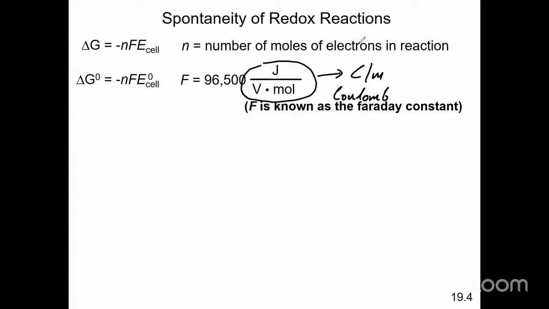And while I'm at it, I would also say that one electron has a charge of 1.6 times 10 to the minus 19 coulombs, if I remember correctly. Yeah, something like that. I could be wrong, but I think that's it. Okay, so that is Faraday's constant.